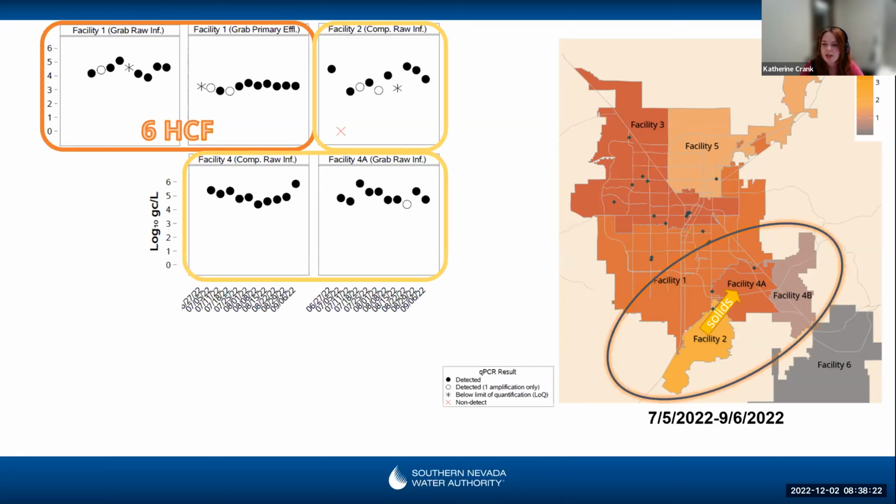Facility 4, which is not shown on the map, is a composite of facilities 4A and 4B. 4A receives solids and overflow bypass from Facility 2, so all 3 of these facilities are closely linked. We see very high consistent concentrations from Facility 4 and 4A with more intermittent and variable signal from Facility 2. This area served by Facility 2 and 4A contain 4 healthcare facilities that have experienced Candida auris outbreaks during our study period.